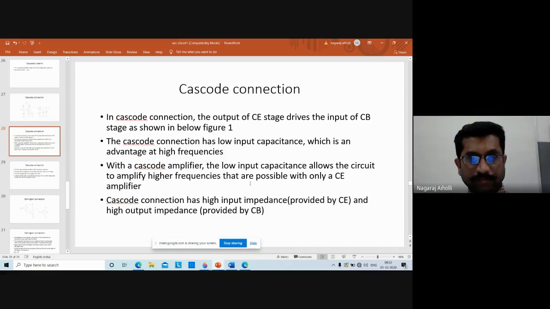amplifier. Then the cascode connection has high input impedance, as I told, provided by the common emitter amplifier, and high output impedance provided by the common base stage.